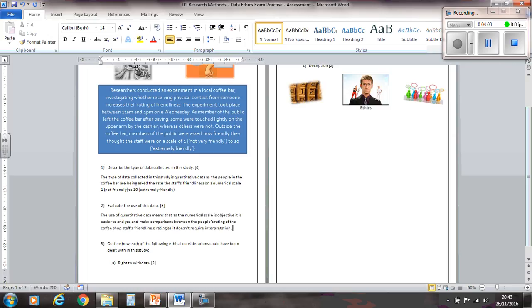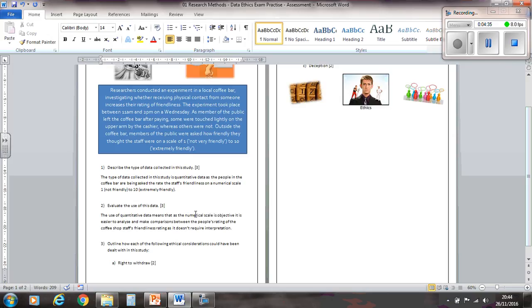If you think of interpretation, like Freud's study, the letters that were sent to him by Little Hans's father about the conversations that Little Hans's dad had with him about his phobia of horses and his fantasies and dreams about giraffes and things like that. They could have been interpreted by Freud in a subjective way, whereas this is not going to happen with this because it's a number, it's very objective, it's right or wrong. So the use of quantitative data means that as the numerical scale is objective, it's easy to analyse and make comparisons between the people's rating of the coffee shop staff's friendliness rating. That's a bit iffy, but it works, as it doesn't require interpretation.